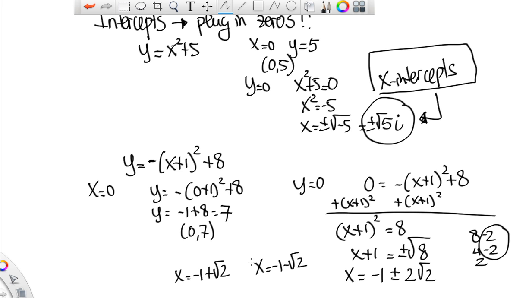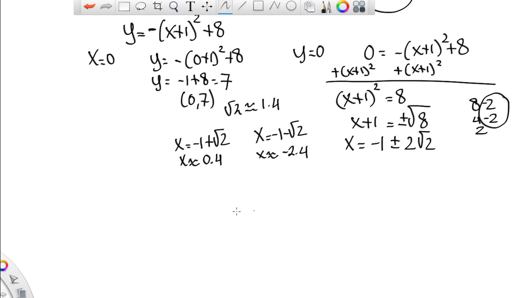Now graphing that would be more difficult because we don't really know what the square root of 2 is, except that, you know, the square root of 2 is approximately 1.4-ish. So you could sort of approximate and say, well, this x-intercept would be just past 0, so maybe 0.4, and then this x-intercept would be a negative 1 minus 1.4, which is a negative 2.4, just past a negative 2 to the left. And you could use that if you wanted to, but there are better ways of graphing this. But finding the intercepts should be possible based on some of the skills that we've already developed up to this point.